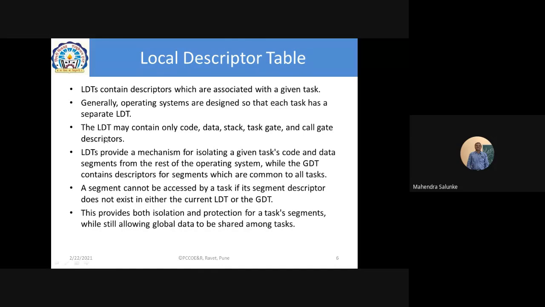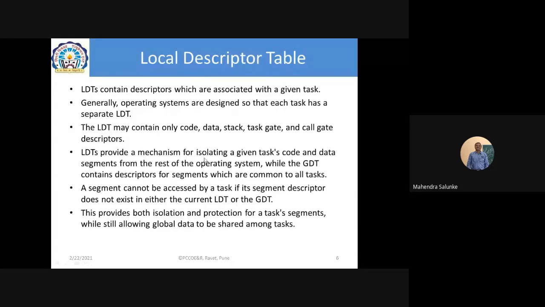So LDT may contain only code, data, stack, task gate, and call gate descriptors. So these are the different descriptors which we can create, and these descriptors are associated to your current task. So when we are talking about the LDT, code, data, stack, task gate, and call gate descriptors are getting created for the given task. Then LDTs provide a mechanism for isolating.